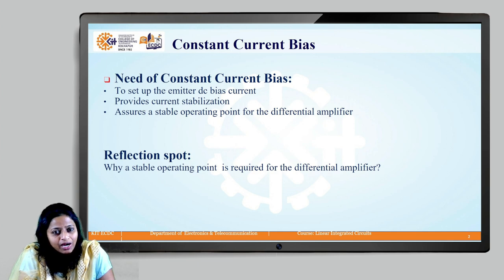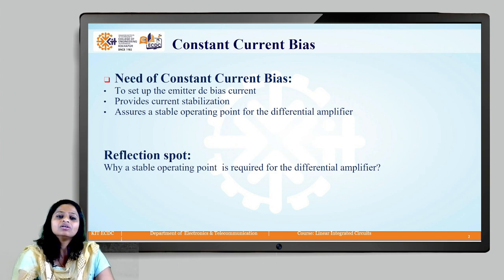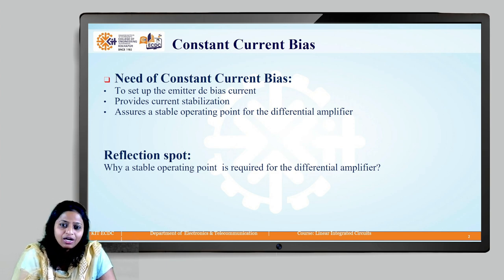Now I would like to ask you a question. You can pause this video and try to think upon it. Why is a stable operating point required for the differential amplifiers? A stable operating point is required in order to ensure that the differential amplifier operates in a linear region. Why in a linear region? Because in this region, the output varies in proportion with the input. That is, the smallest signal can be amplified without distortion at the output side. And in order to ensure that the differential amplifier operates in this linear region, a stable operating point is required.